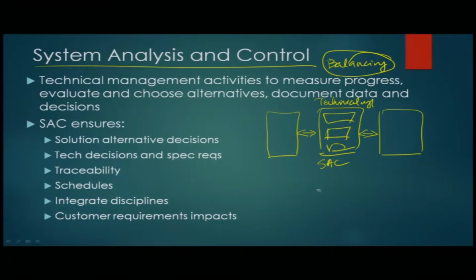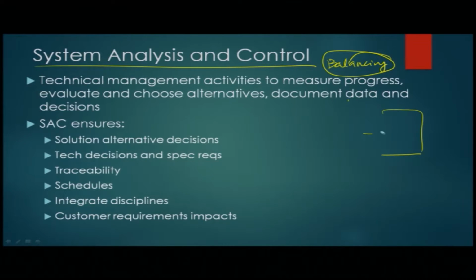It's the technical management activities. You are managing the technology in this case, and the aim is to measure the progress: how good are we, and how much progress are we making. This is related to project management. Evaluate and choose alternatives. The design document might have specified many alternatives. You have to evaluate each alternative and then come up with a choice, which is a decision making process.